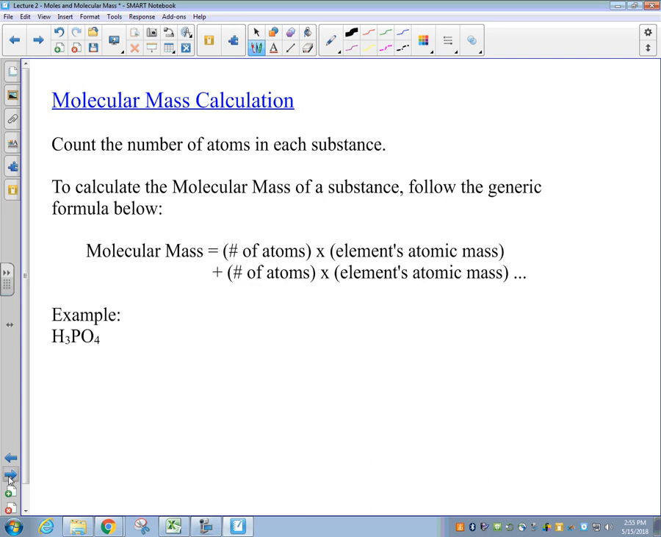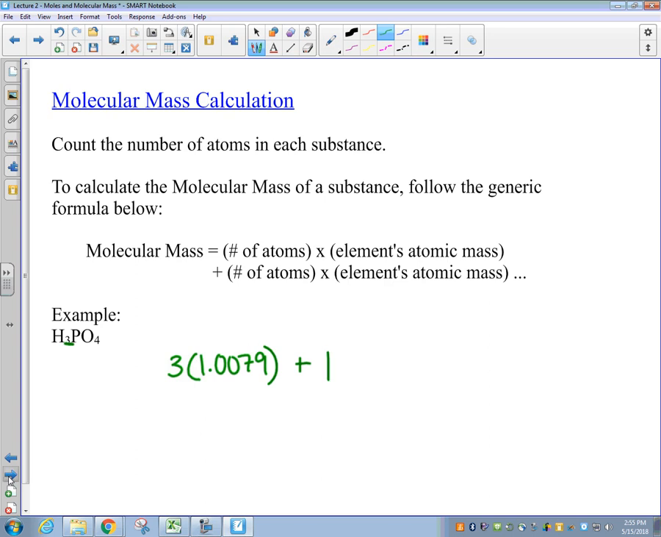So we're going to take a look at the first example here, which is phosphoric acid, H3PO4. If we want to calculate the molecular mass of phosphoric acid, what we need to do is look at the number of atoms of hydrogen. So hydrogen has 3 atoms. That's what the subscript 3 tells us. And we're going to take 3 and multiply it by the element's atomic mass off the periodic table. So for hydrogen, it is 1.0079. So we multiply that together, and then we're going to go ahead and add that to phosphorus.